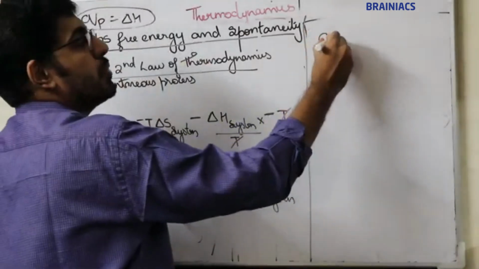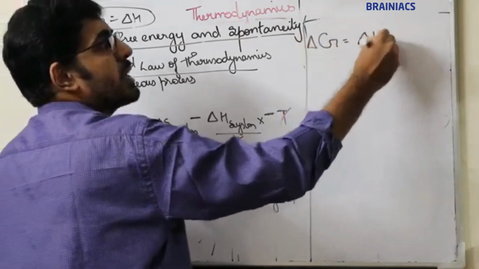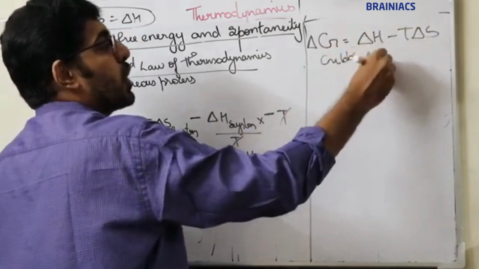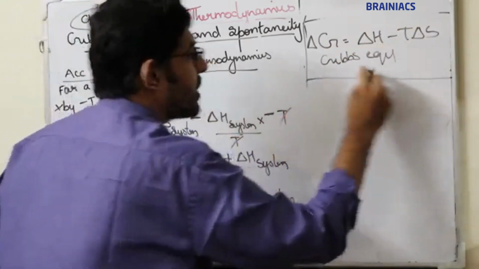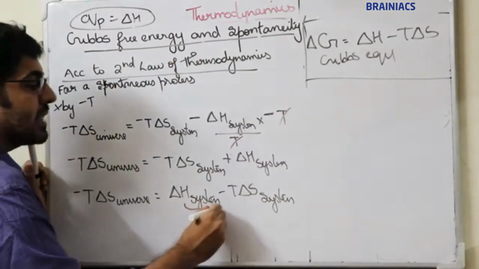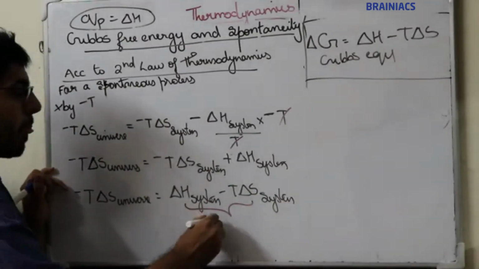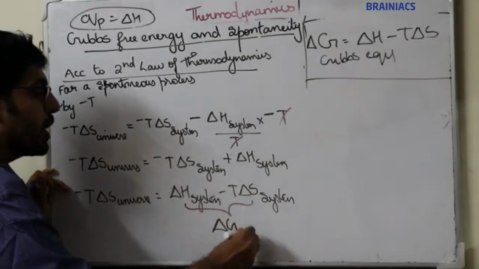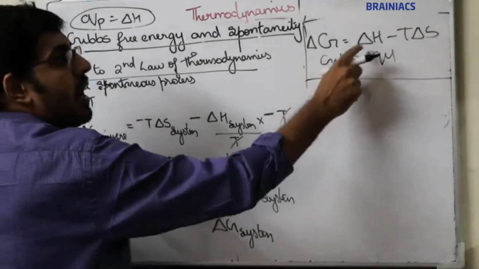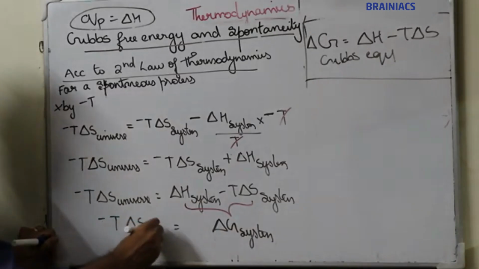Now what is G? What is Gibbs free energy? Or what is delta G? Delta G is equal to delta H minus T delta S. This equation is known as Gibbs equation. So according to Gibbs equation, delta G is equal to delta H minus T delta S. Now, delta H system minus T delta S system, instead of this one I can write delta G system, because delta H minus T delta S is delta G. So delta G system is equal to minus T delta S universe.